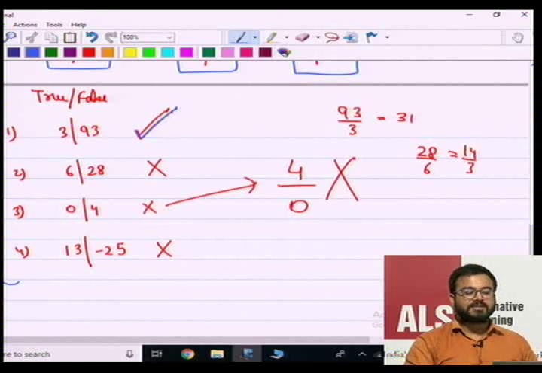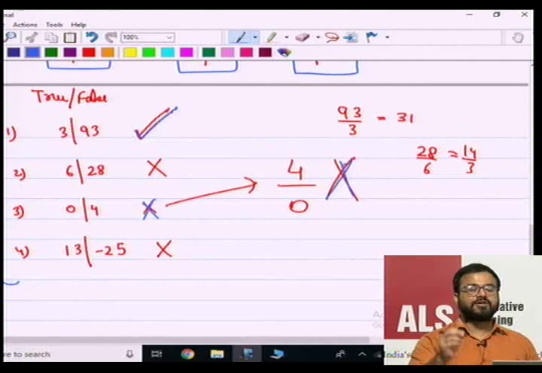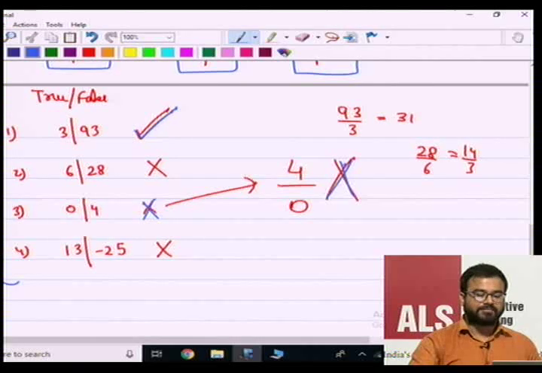The third one says 0 divides 4. Now mathematically, a denominator of 0 is not defined in mathematics. So 0 divides 4 is mathematically wrong, and this one is definitely false. And 13 divides minus 25. Again, 13 does not divide 25 for any integer, so this one is also false. So this is the meaning of the symbol with A and B.